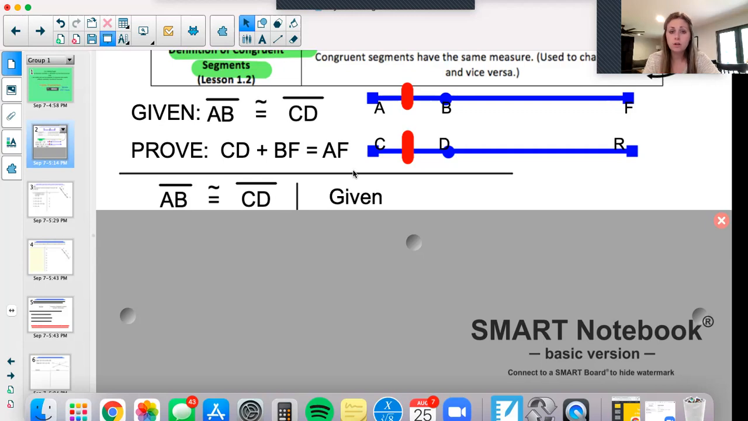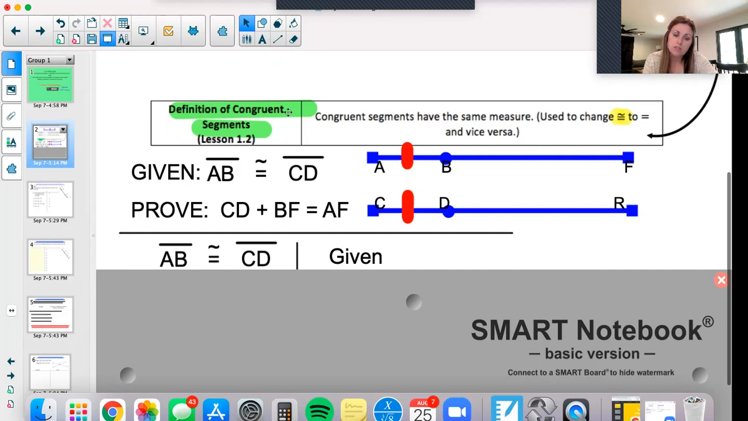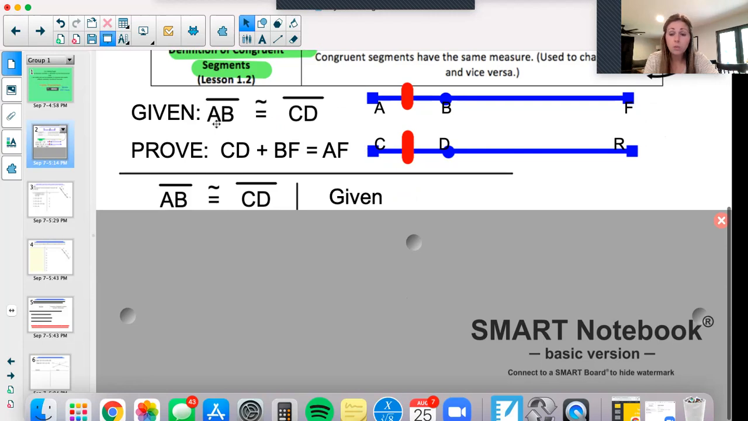The first thing that I notice is that this is a congruency statement and this is an equal statement. These are segment names. These are the measures of segments. What rule allows me to get from segment names to the measures of segments? And that would be this one right here, the definition of congruent segments. Well, the only thing that we have been given is this congruency statement. So the only thing that we can use right now is that.